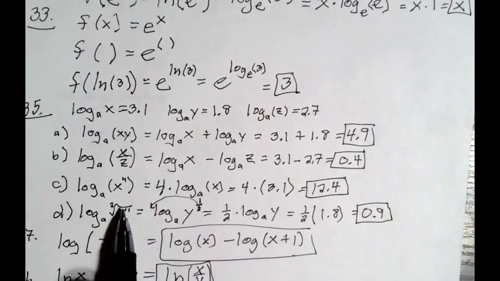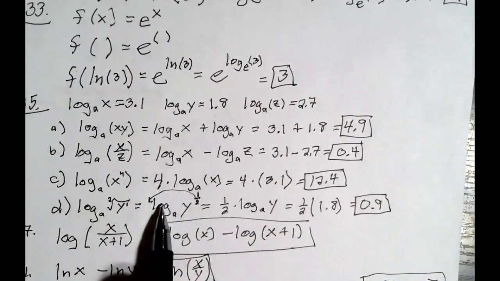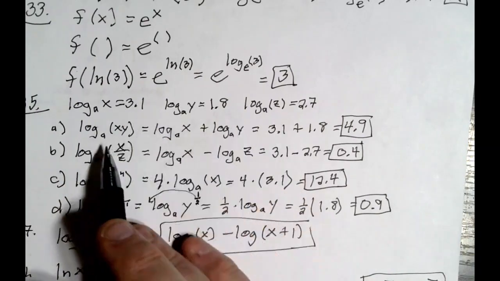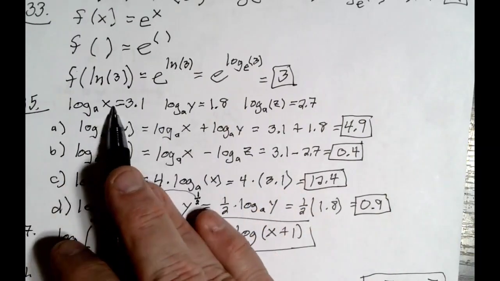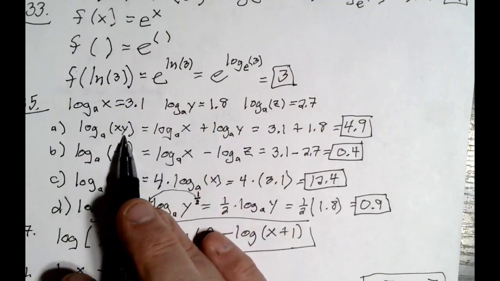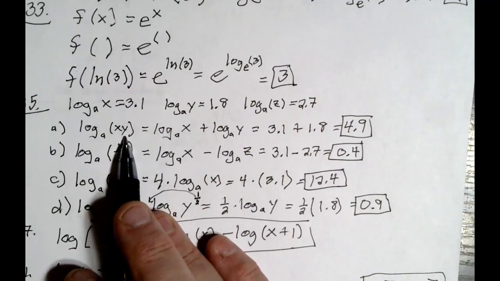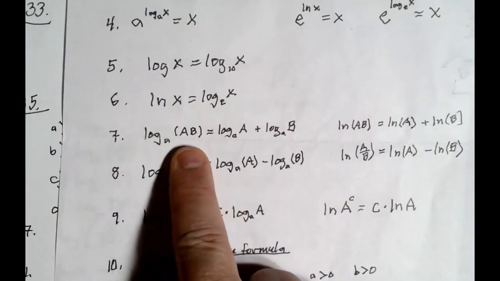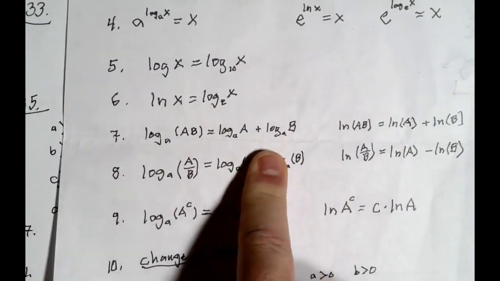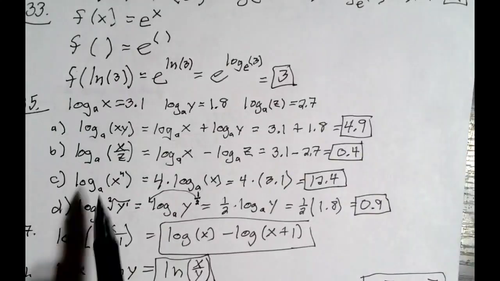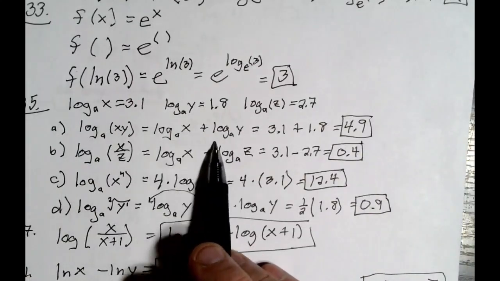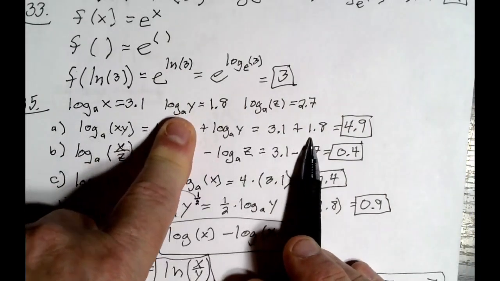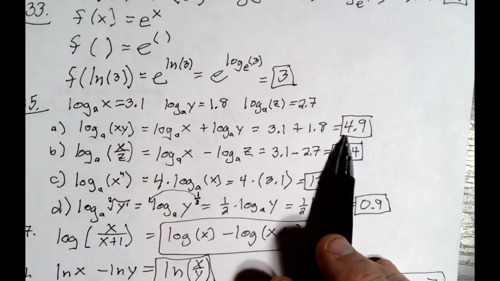Alright, 35, what they want you to do is break things up and figure out the actual value, knowing that they give you these values here. They tell you what log base a of x is, log base a of y is, but they don't tell you log base a of x times y. Well, you have to use rule 7. Two things multiplied equals the sum of the logs. So you break this up into addition of two logs. And log base a of x is 3.1, log base a of y is 1.8, and you add them together and you get your answer.